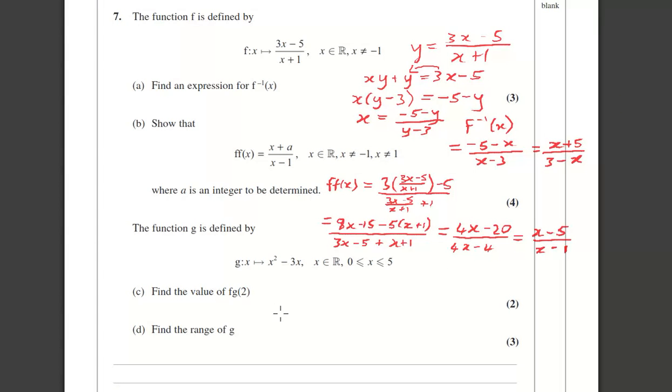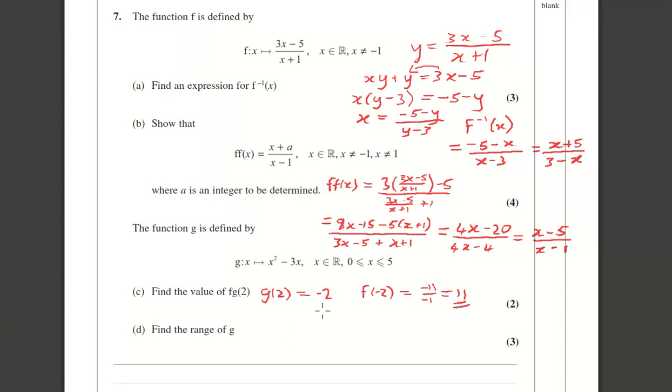Okay, part C, f of g of 2. Well, let's just plug 2 into g first. I prefer to do this almost piecemeal. So g of 2 is 2 squared, which is 4, minus 6, which is minus 2. Now I'm going to plug that into f. f of minus 2 is going to be minus 6 minus 5, which is minus 11, over minus 1. And so that is 11 as a final answer.